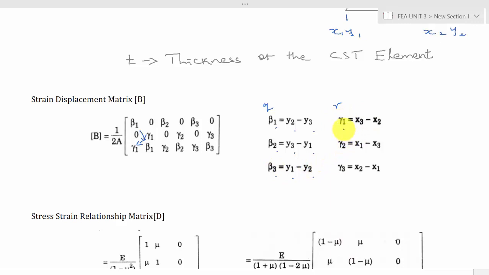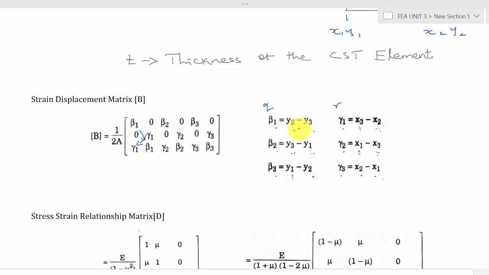So similarly, if you take the gamma equation, gamma 1 is equal to x3 minus x2, then gamma 2 is x1 minus x3, then gamma 3 is equal to x2 minus x1. So here it is 3 minus 2 and you can repeat the same. So here it is x1 minus x3. So here it is y3 minus y1, here x1 minus x3. So here it is 1 minus 2, here it is 2 minus 1. And here it is 2 minus 3, so it is 3 minus 2.